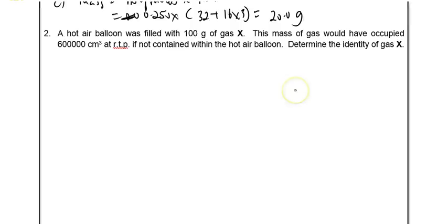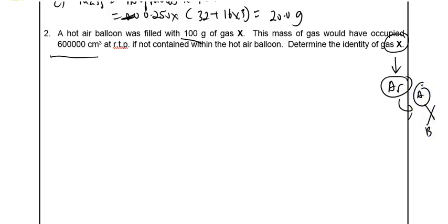Question number 2, pretty simple as well. I have the mass of the gas and I have the volume of the gas. So I now need to determine the identity of gas X. So how do I know what gas X is? I must determine the Ar of gas X, because from the Ar I can look at the periodic table and I will be able to see what gas X is. Then I will know what X is. Okay, correction, earlier it should be checkpoint 11, not checkpoint 17.